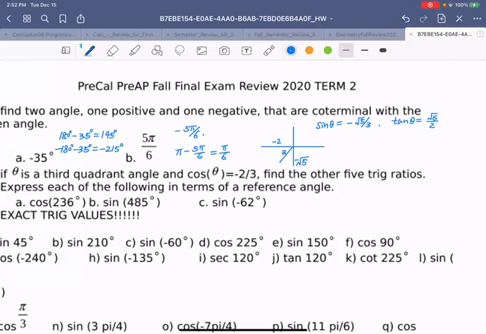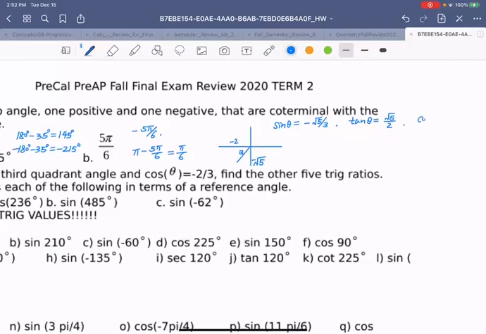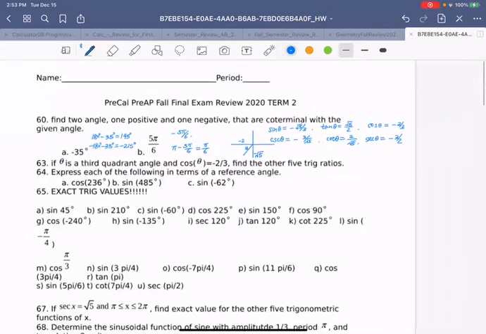That's y over x. And then cosine theta is given, so we can get cosecant theta, cotangent theta, and then secant theta. Okay. That makes sense? Yeah, that makes sense.